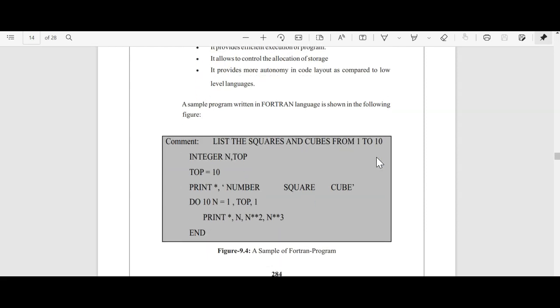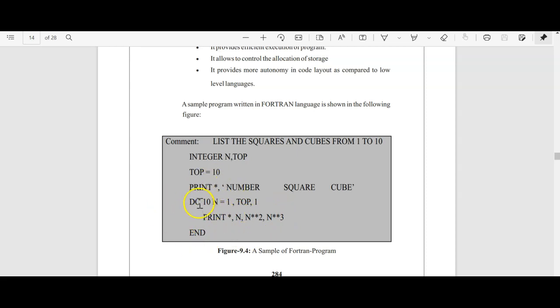So this is the syntax of Fortran. You really don't need to remember the program, but it is just to give you an overview of how these programs work. This is a sample program from Fortran, showing what it is basically doing. It is printing numbers from 1 to 10, and for each number it is printing the number's square and the number's cube. So it is a loop.